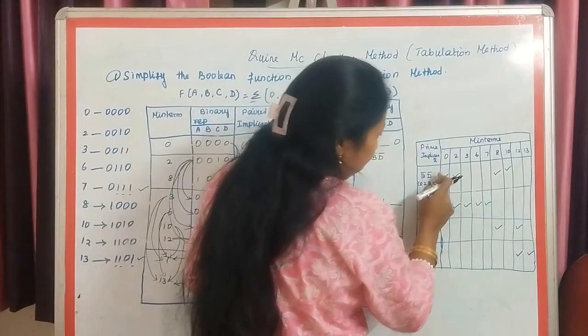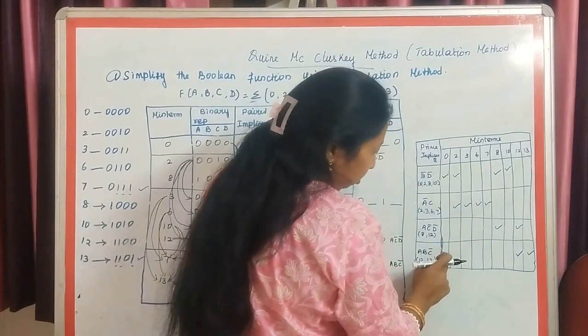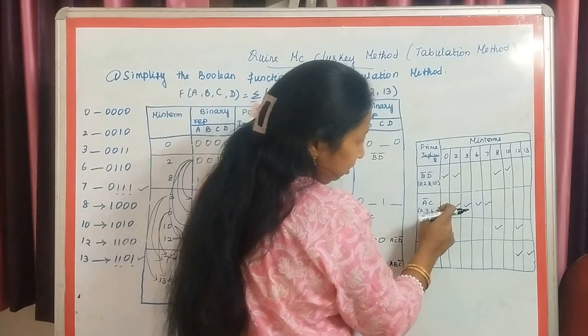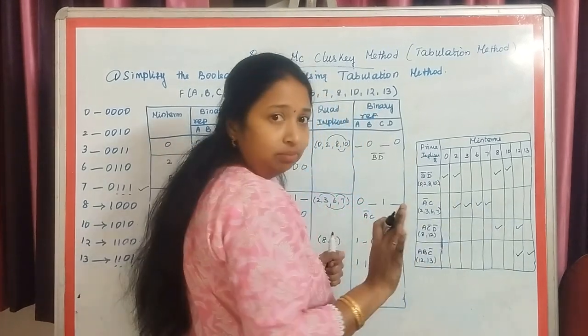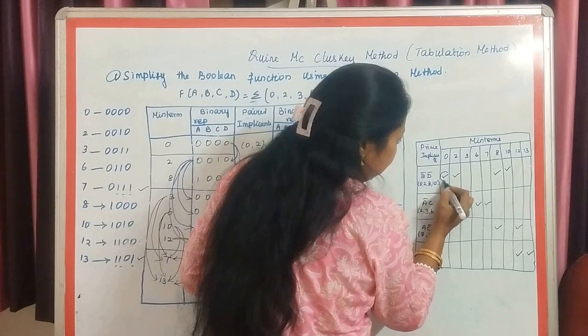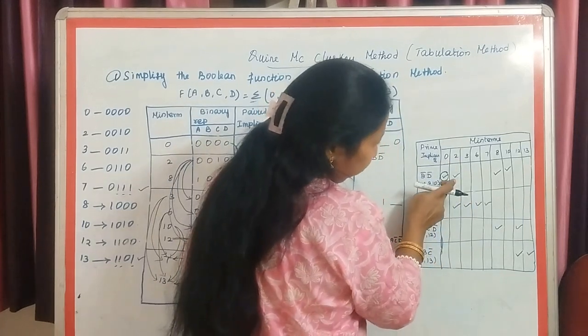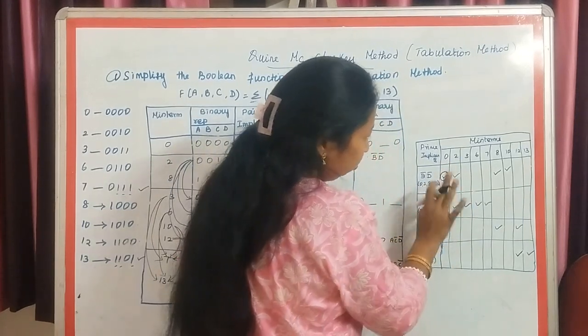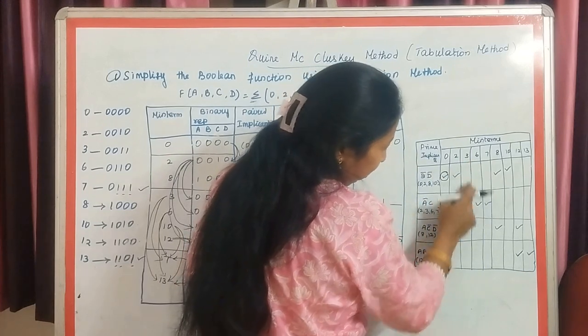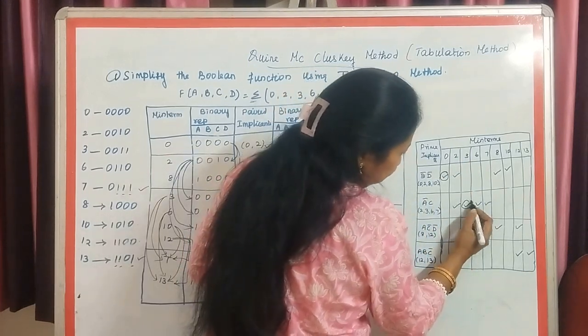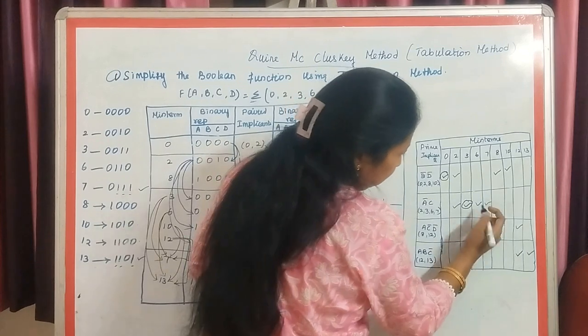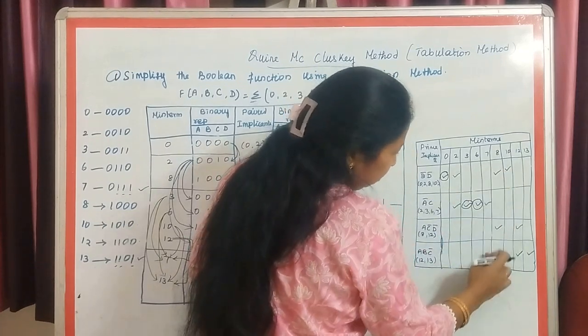Let's do it. Now, for the number 0, you have only one tick mark here. All the remaining 3 columns are empty. So, encircle it. Here, check on the number 2. There are 2 tick marks here. So, leave it. Check on the number 3. There is only one tick mark. So, encircle it. Check on the number 6. There is only one tick mark.